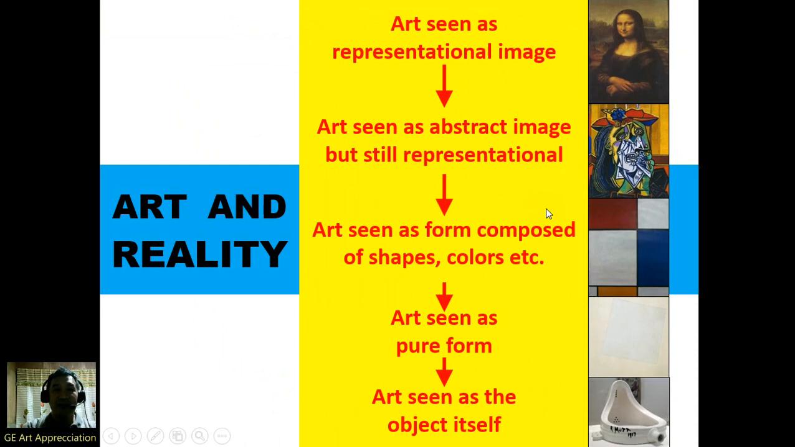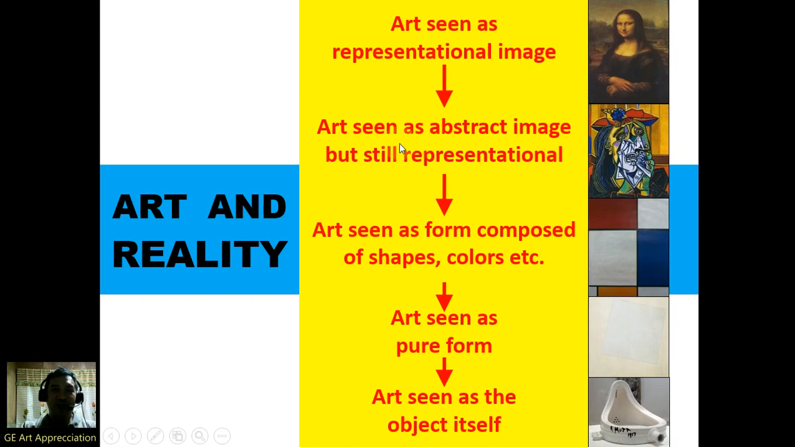Okay, let's take a look at art and reality. Art seen as a representational image. So the painting of Mona Lisa is seen as a representational image. It could be a representation of a woman, diba? Mona Lisa is a woman, but it could represent another image of a woman. Did you get me? Another representation of a woman, not only Mona Lisa.